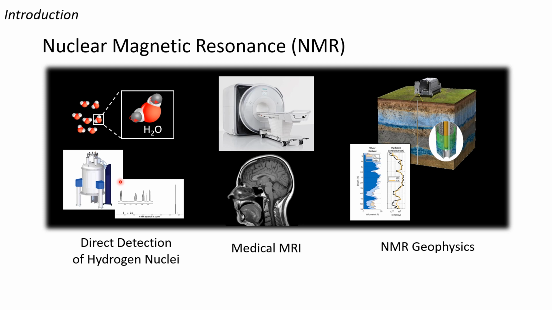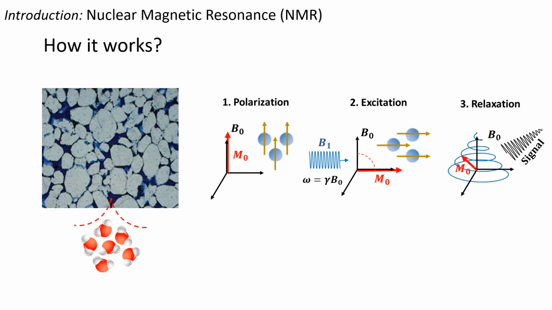Another common use of nuclear magnetic resonance is in medicine. I guess everyone is familiar with MRI scanners, which, in my opinion, are the most powerful technology to diagnose diseases and injuries in the human body, and MRI is based on nuclear magnetic resonance. And another use of nuclear magnetic resonance is in the oil and gas industry and also in geophysics and groundwater applications.